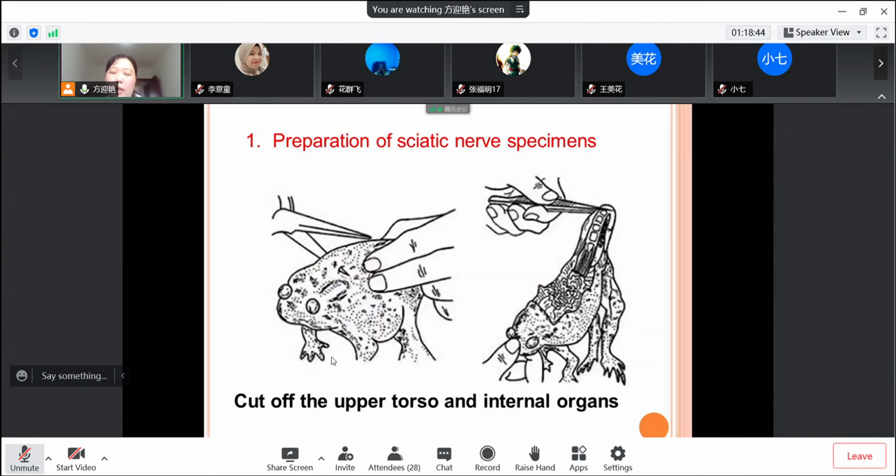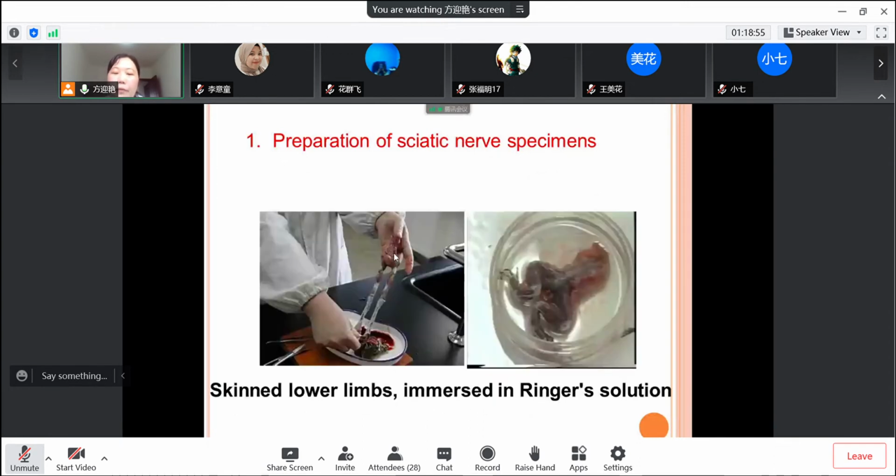We cut off the upper torso and the internal organs. Then we need to skin the lower limbs, and put the limbs and immerse them in the Ringer's solution. Ringer's solution is equal to the extracellular fluid.